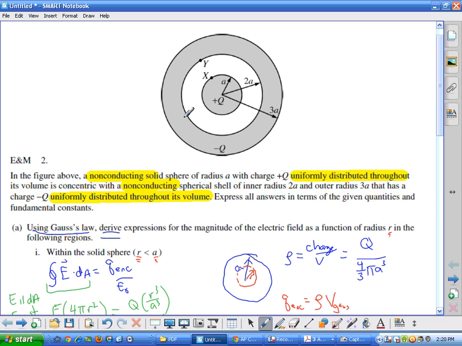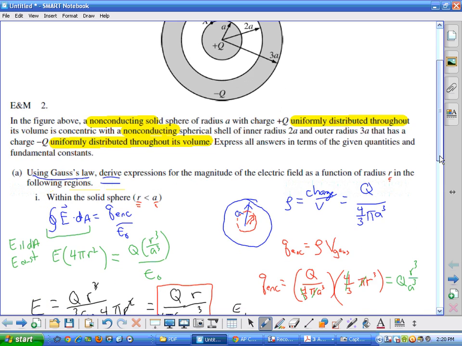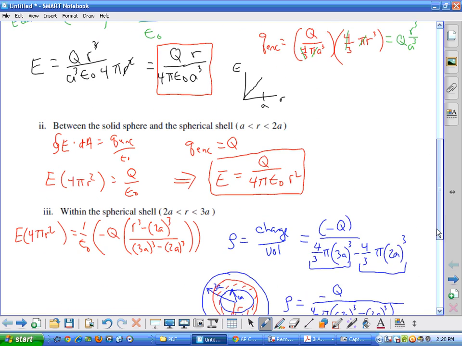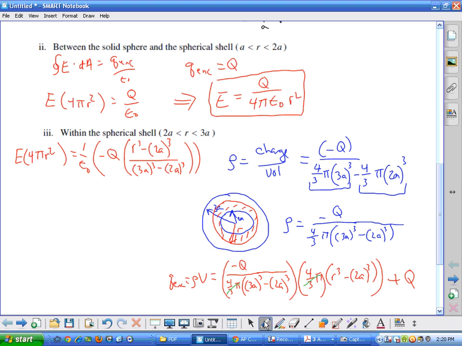We have this little bit of charge enclosed in this shell, but we also have to add in the plus Q for this other charge. So the one piece that I need to quickly add is I just have to put a plus Q.